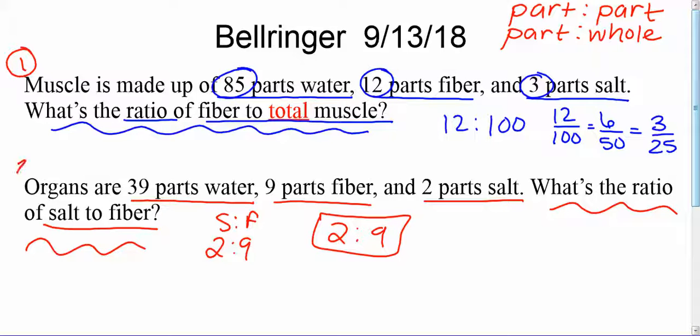And then for example 2, they want salt to fiber, so it's part of what makes an organ to another part that makes an organ, so it's part to part.